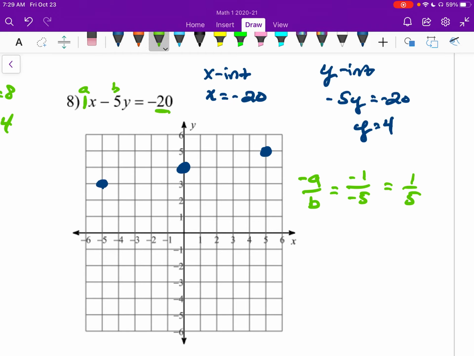I was looking at this negative 20 and I was concerned that the graph wouldn't work. I was trying to plot it in my head. So there we are. Up 1 over 5, down 1, left 5, and we got our line right there.